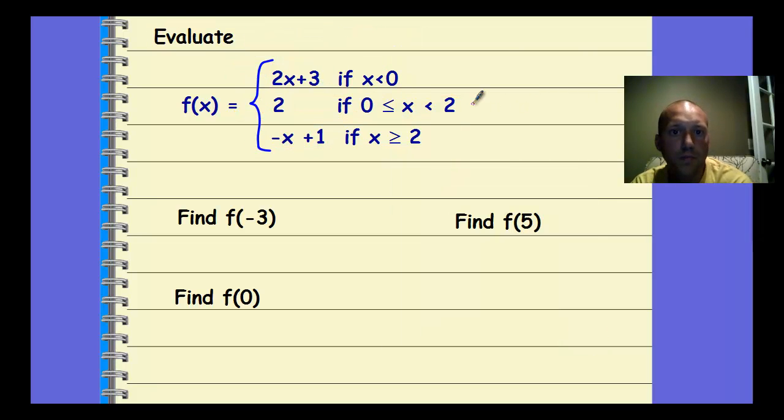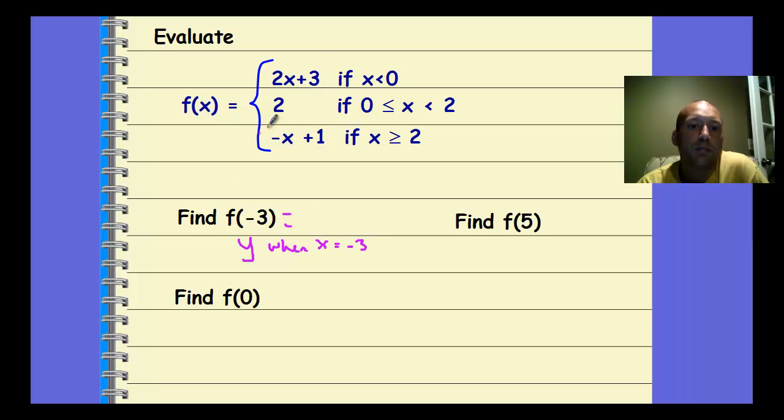There's a piecewise function. We can also use a piecewise function to evaluate. So we want to see f of -3. We're really asking the question, what is the y value when x equals -3? So we actually plug -3 in. So what equation do we actually plug that in for? So you have to check the domain. You have to figure out where your x value fits.